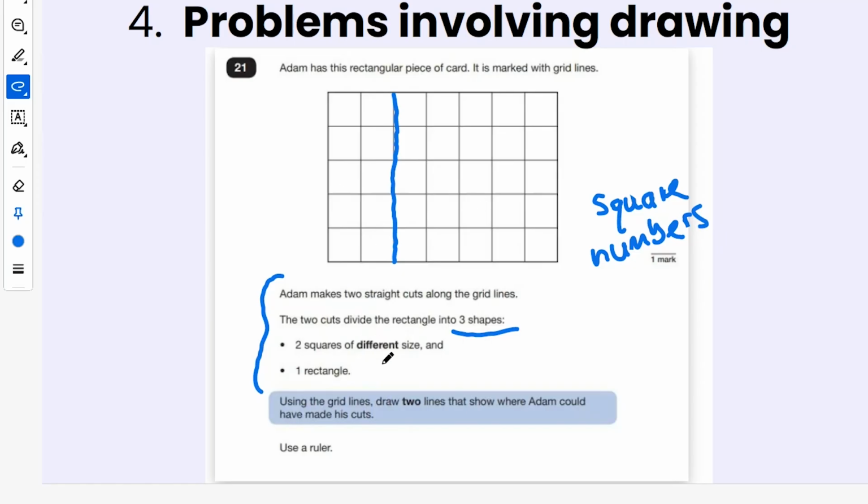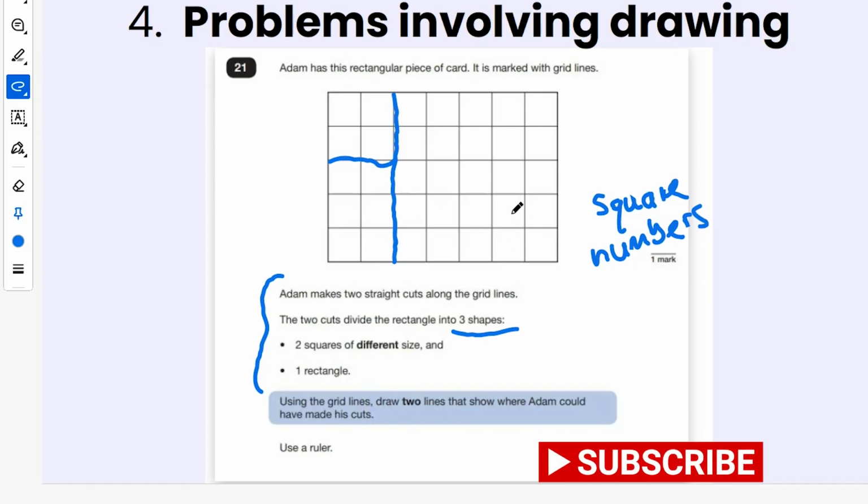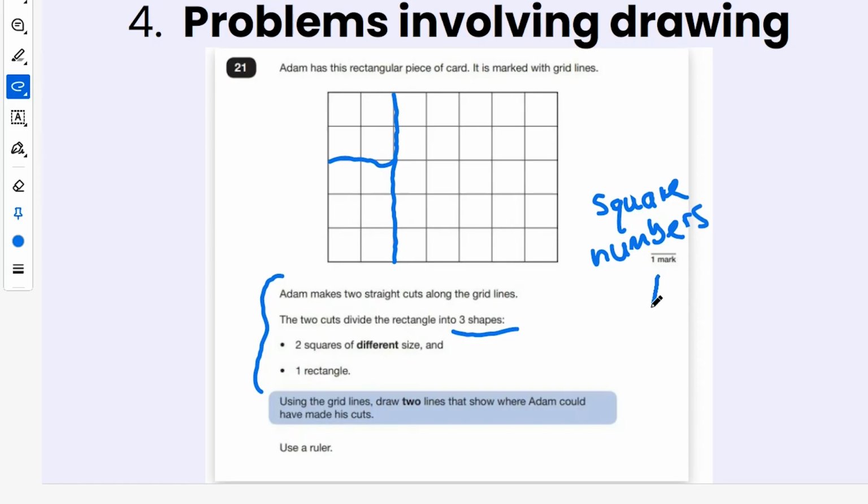But we need now another square and a rectangle. Well, the obvious place would be to do another cut there, making a square here, 2 times 2, and a rectangle here. Now, I've done this quite quickly, but it does take some thinking, possibly some trial and error of drawing lines and rubbing out. But a tricky question, and all that for only 1 mark. So you can see how children find this reasoning paper difficult.